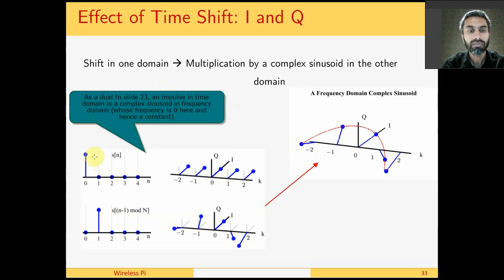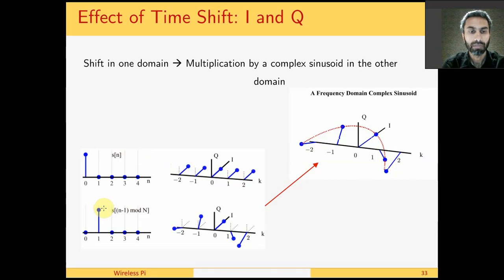Now an impulse has a Fourier transform which is all ones. If we shift this impulse by 1, then you can see that either the phases of the corresponding frequency domain representation are changing, or we can say that this DFT is being multiplied with a frequency domain complex sinusoid. This is something very beautiful you can see here, and both of these are the same.